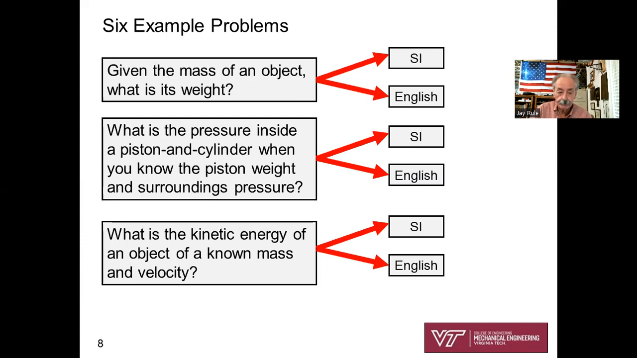Next set of examples. What is the pressure inside a piston and cylinder when you know the piston's weight and the surroundings pressure? Sounds familiar, I hope. You said, man, that sounds like a homework problem. I'm going to give 2 examples, one in SI, one in English. Finally, what's the kinetic energy of an object of a known mass and velocity? If you know the mass of an object and its velocity, let's say it's a closed system moving through space, you can calculate its kinetic energy. You're going to do that in SI and English. So here we go.